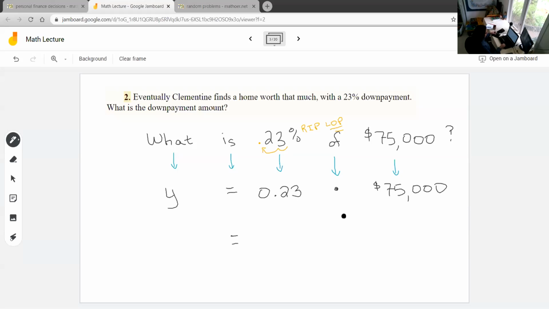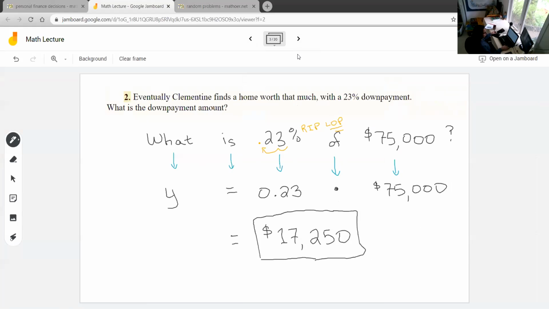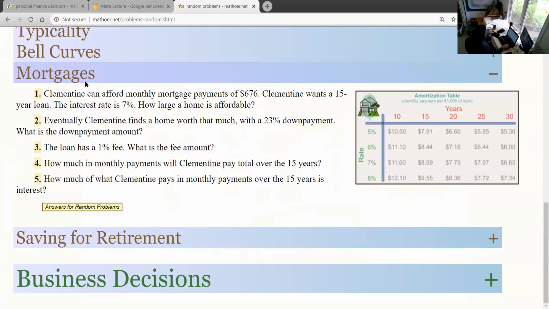Okay. So what is that? I take my 75,000 times 0.23, so 17,250. Questions on either number one or number two? Okay, so we keep moving.